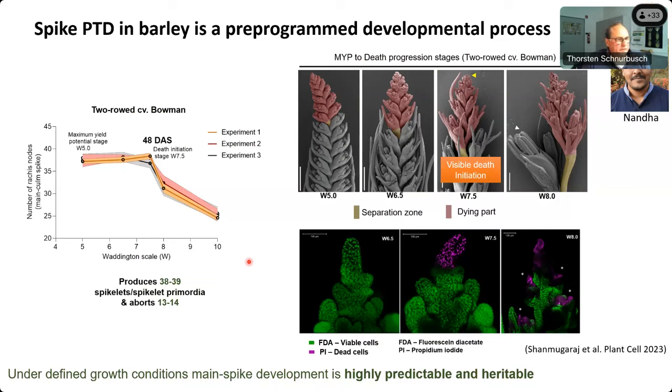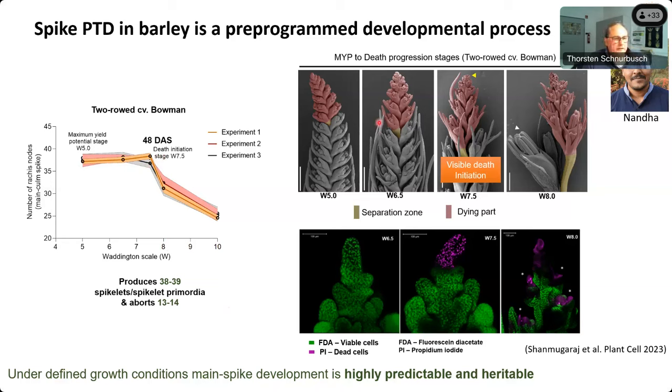And as you know, Bormann is a very popular cultivar in our community. So we used the two-rod cultivar Bormann. And you can see here in different experiments, it's very, very clear what the maximum number of spikelet primordia produced is, and actually also at what stage this degeneration process is induced. So the number of spikelets and the spikelet primordia aborting and degenerating are very well determined. And this is actually very predictable under certain conditions within a certain cultivar.